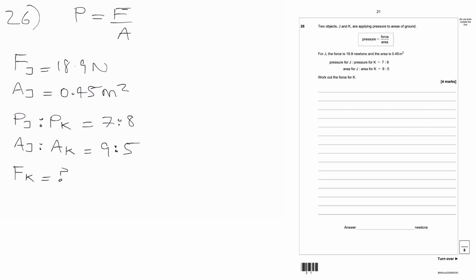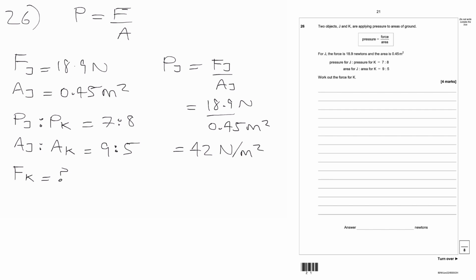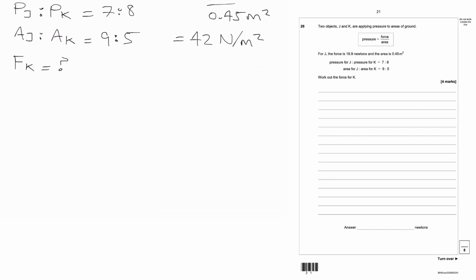So the first thing we can do here is work out the pressure being applied to the area of ground from the force J and the area J. So this is going to be F_J over A_J, and this equals 18.9 newtons over 0.45 meters squared. And this gives us a pressure of J of 42 newtons per meter squared. So now we can use our ratios. We're told that the pressure of J compared to the pressure of K is 7 parts to 8 parts. So if 7 parts represent 42, we want to know what 1 part represents. So 1 part will represent 42 over 7, which is 6. So 1 unit of pressure in this ratio is 6 newtons per meter squared.